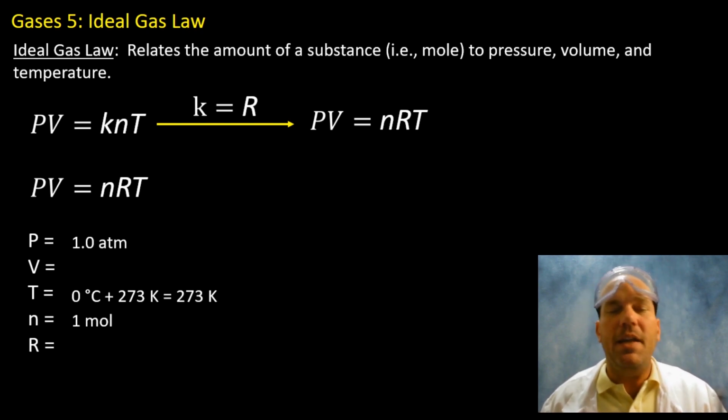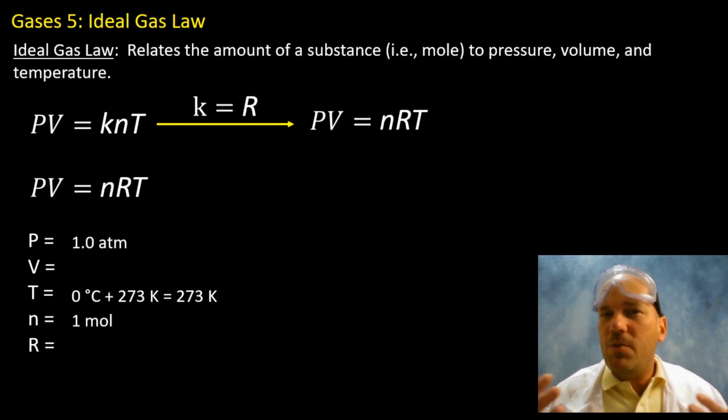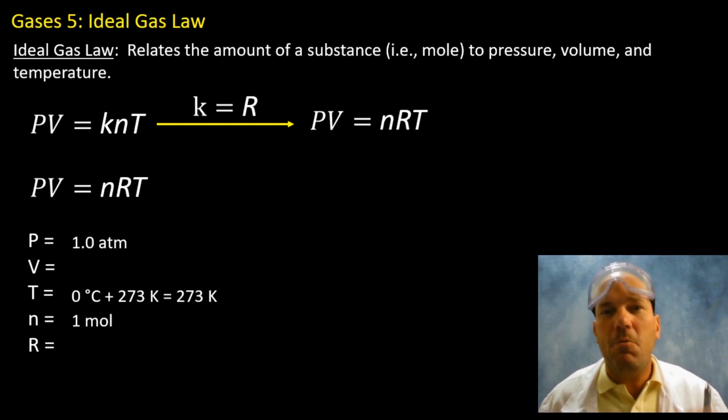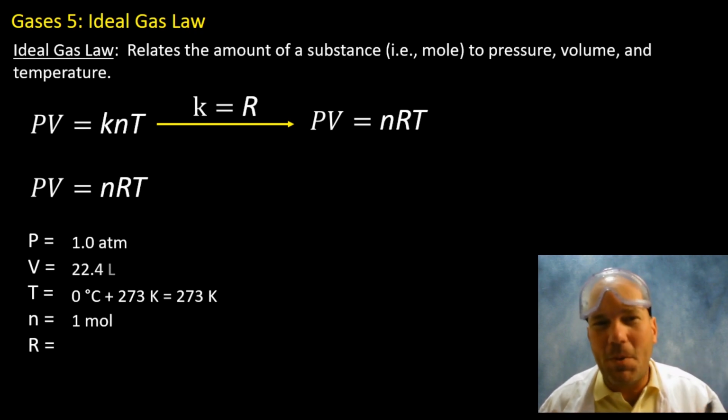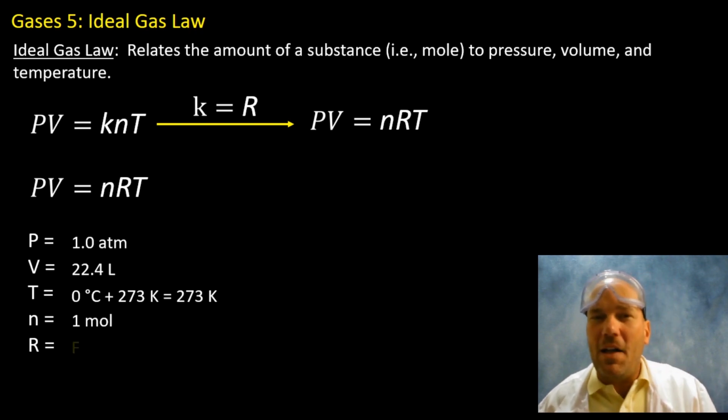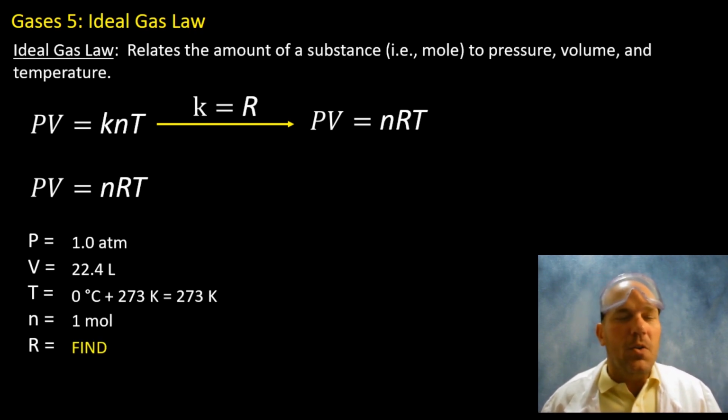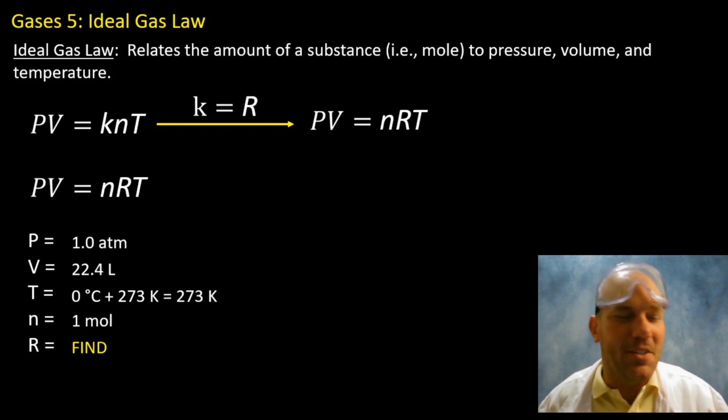We're going to calculate R for 1 mole. So the question is, what is our volume? Well, recall from Avogadro's hypothesis and our studies of molar volume that any gas at STP will occupy 22.4 liters of volume. So we are now going to use this information to calculate the ideal gas law constant, R.